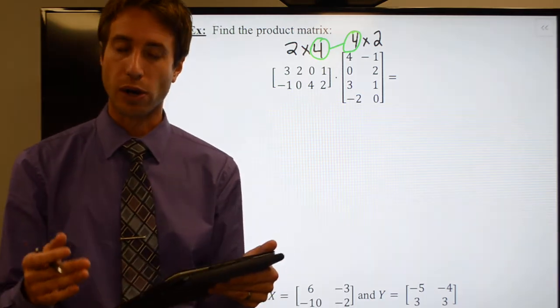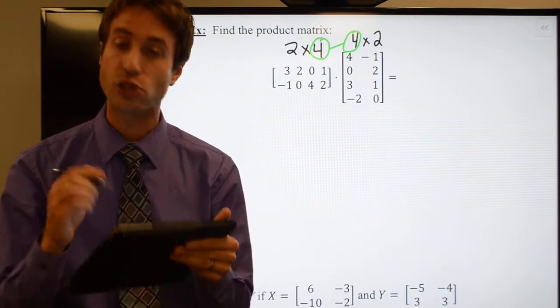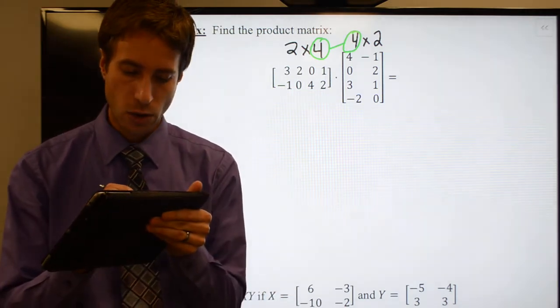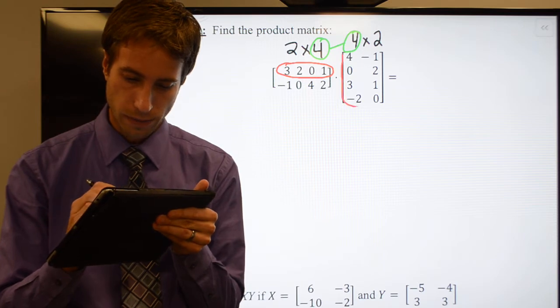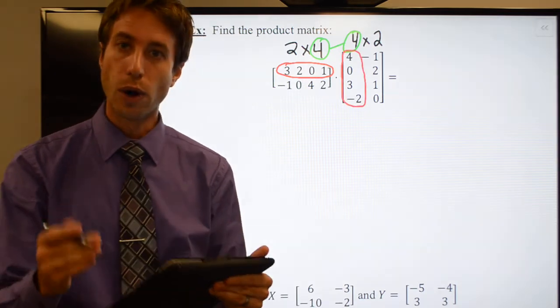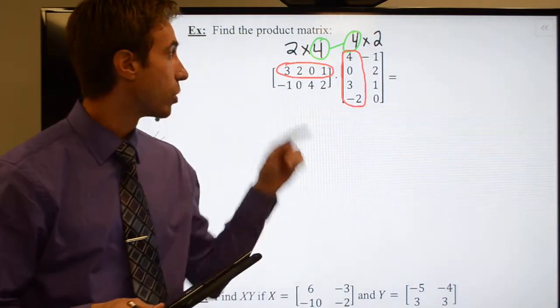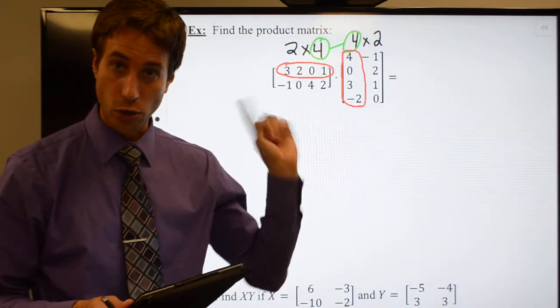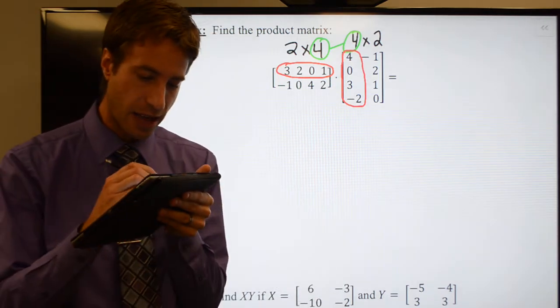Remember the way this works. You want to work your way through a logical progression as you do this. So I like to start with row 1, column 1. Row 1, column 1, and here we go. What I'm going to do is multiply corresponding positions, and then sum all of those products together.